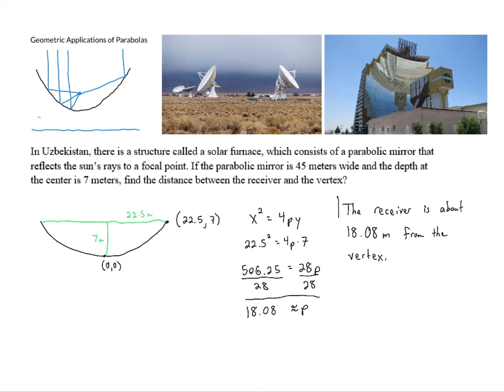And it's important to be able to calculate that because that tells us where the focal point is, and that's the point where we need to put the materials that we're trying to find the melting point of, or whatever we're trying to heat up. It has to be 18.08 meters from the vertex. So if someone were to make a mistake and not build this correctly, they could end up frying the wrong thing.